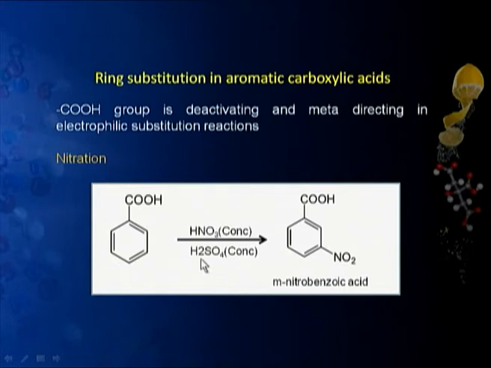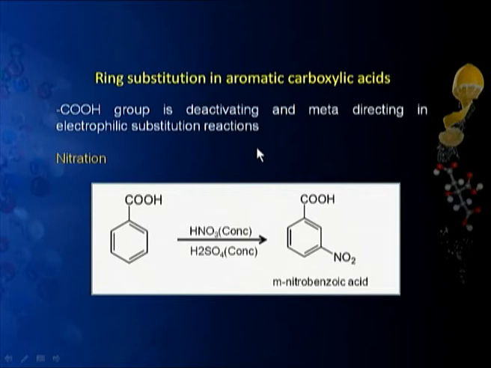Let us talk about nitration. This benzoic acid undergoes nitration in presence of concentrated nitric acid and concentrated sulfuric acid, requires heating, and we get meta nitrobenzoic acid. The nitro group is introduced at the meta position and the conditions required for this reaction are more drastic than for simple benzene because this carboxyl group is acting as a deactivating group.